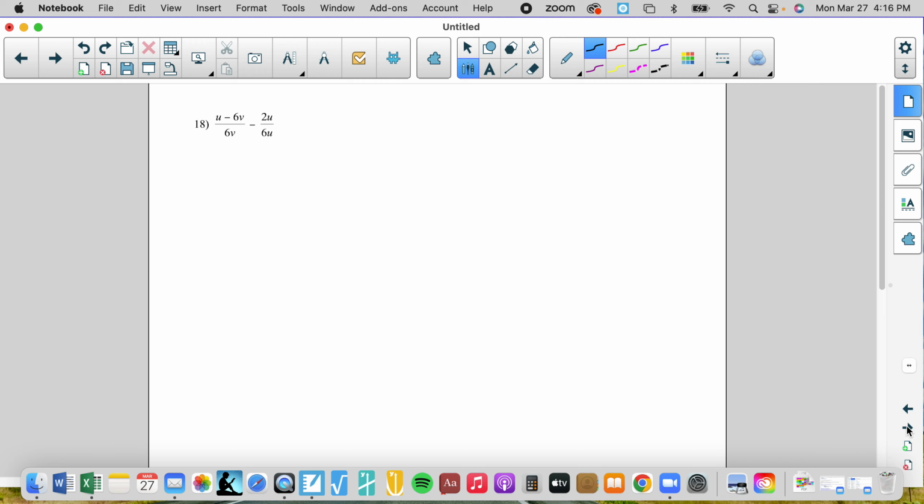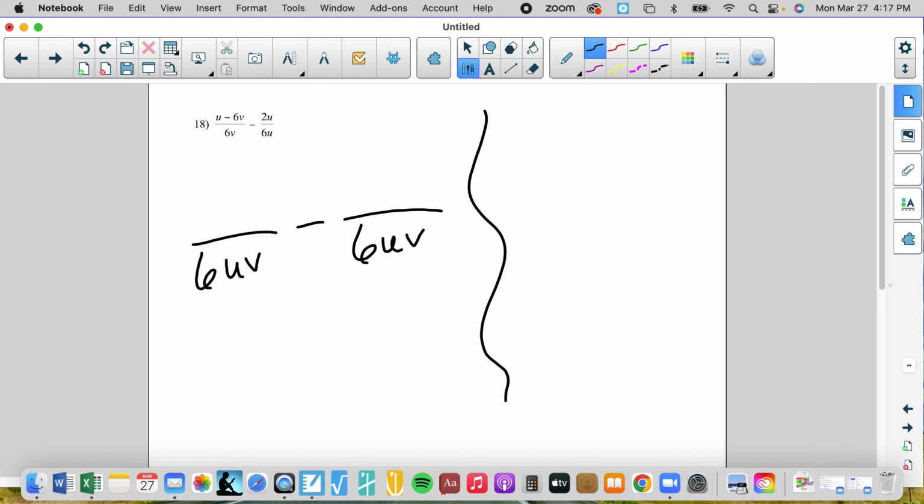6v and 6u. The least common denominator is not 36uv. It is 6uv. So look at this. This is crazy. All right, now we have u minus 6v. That's a good one. All over 6uv.